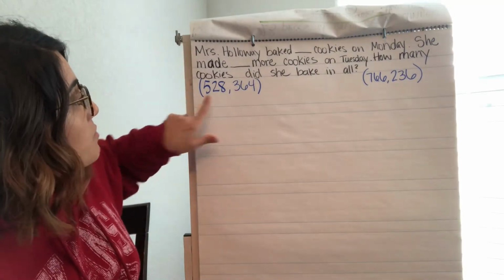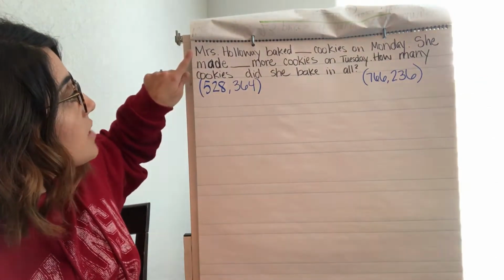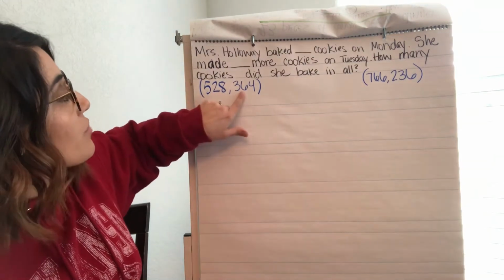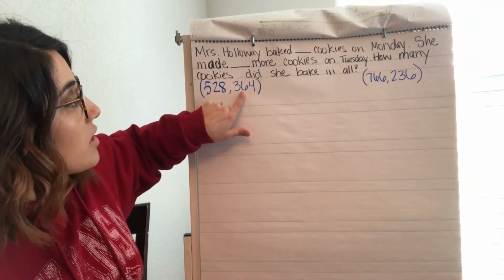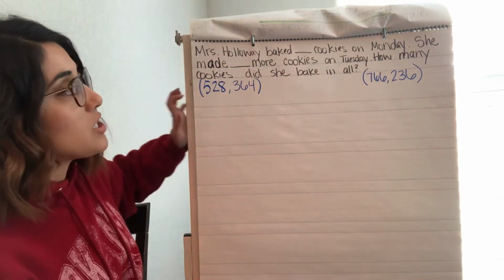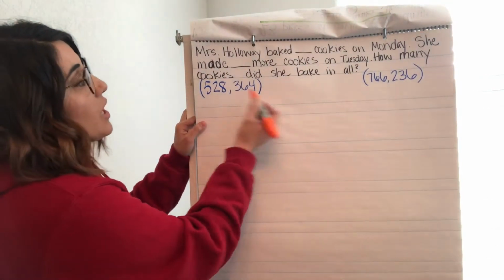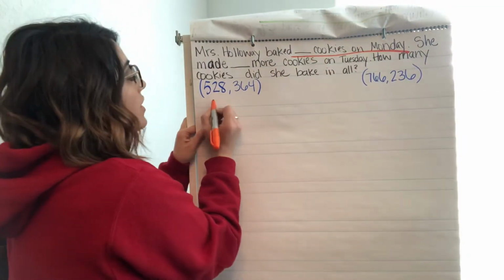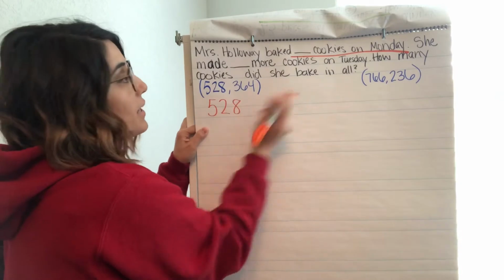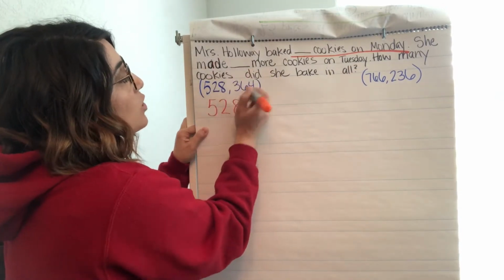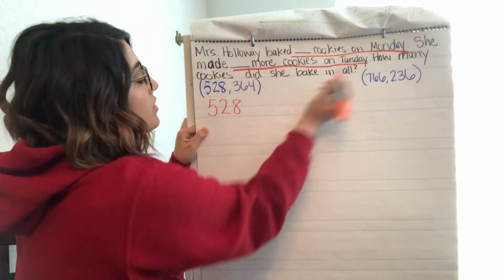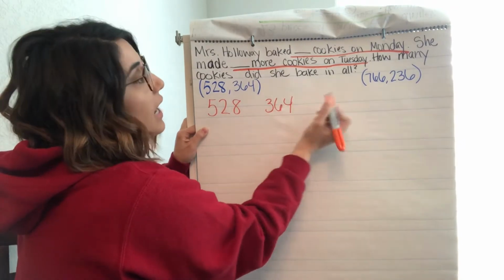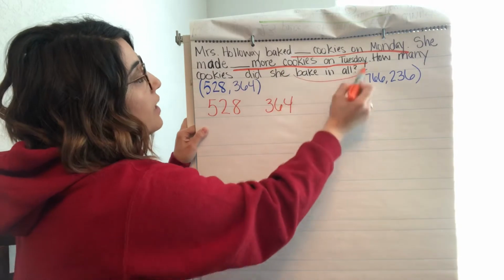Mrs. Holloway baked, remember I replaced the first number. Mrs. Holloway baked 528 cookies on Monday. She made 364 more cookies on Tuesday. How many cookies did she bake in all? So one of the things we know is that first she baked, right here, 528 cookies on Monday. And then she made 364 more cookies on Tuesday. And then the question is, how many cookies did she bake in all?